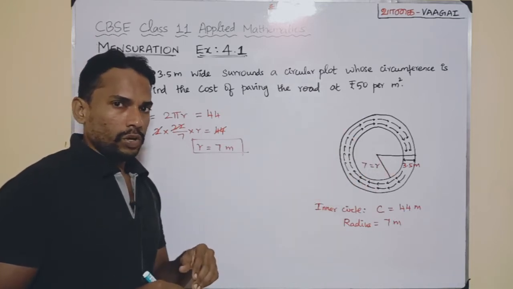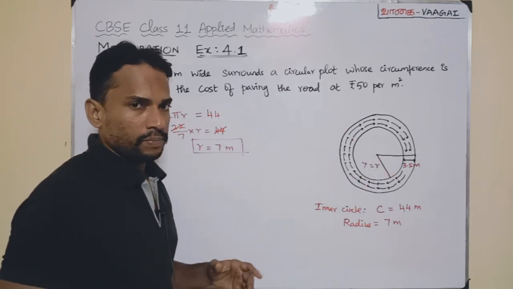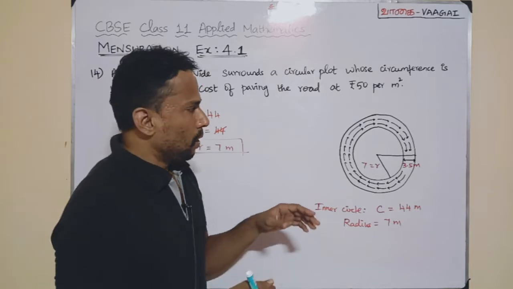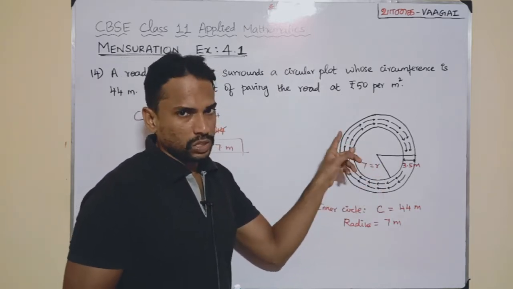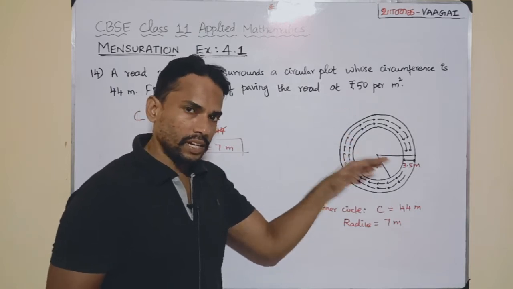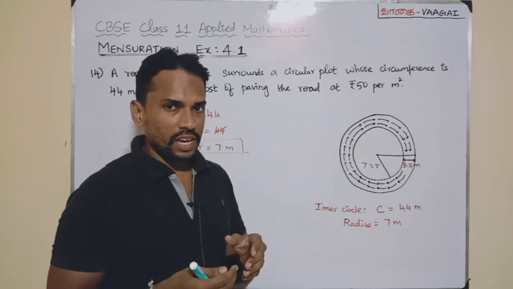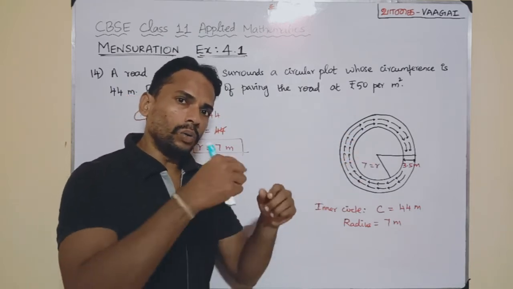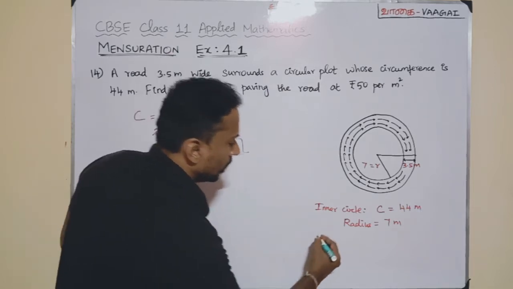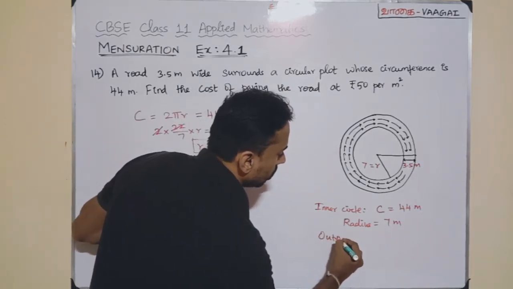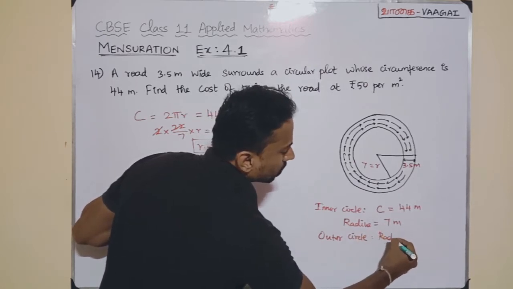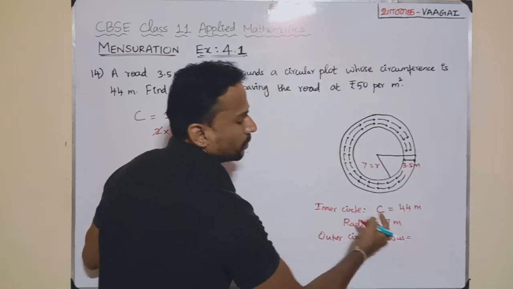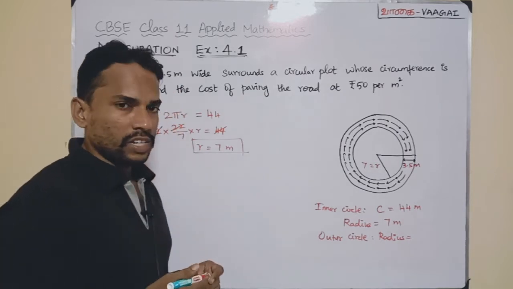Now I just told you the area here is the path or the region that we can see in between these two circles, the outer circle and the inner circle. To find the area, we need the radius of the outer circle also. The inner circle radius is ready, 7 meter. But the outer circle radius we want to find, right?